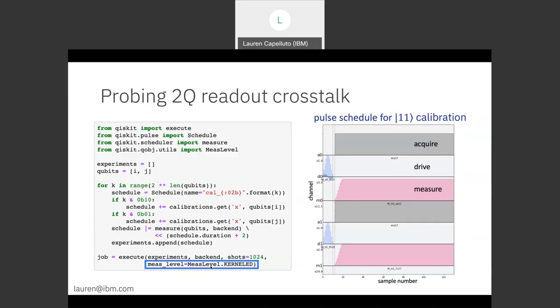On the right, we have an example of one of our pulse schedules, in this case, the 1-1 schedule, where both qubits have been excited and then immediately after measured with the acquisition and measure stimulus pulses.